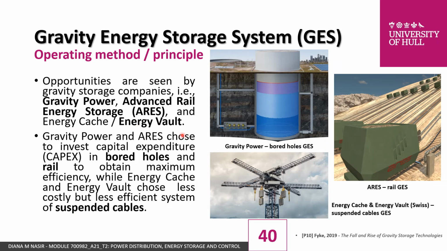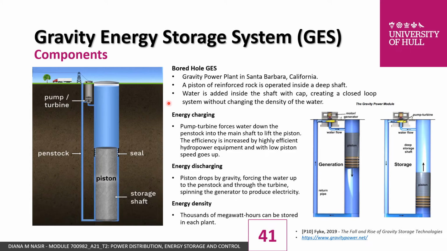In this part, I will show you three different technologies which use a similar fundamental of storing energy by gravitational force. These technologies are compared according to three different companies. The first company is Gravity Power, which uses a bored hole as a way to store and generate energy. Another company is ARES, which uses rails and cars, pushing the cars up and releasing the cars downhill. Another company is called Energy Vault, which uses suspended cables to lift up and release down massive bricks. We will start with the bored hole GES, which is introduced by Gravity Power.